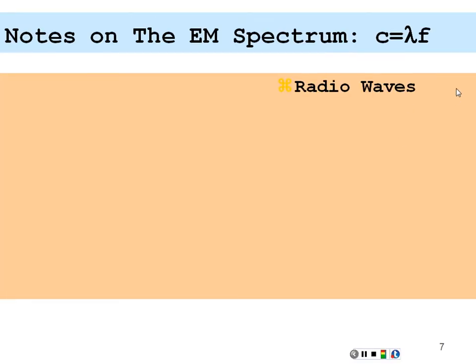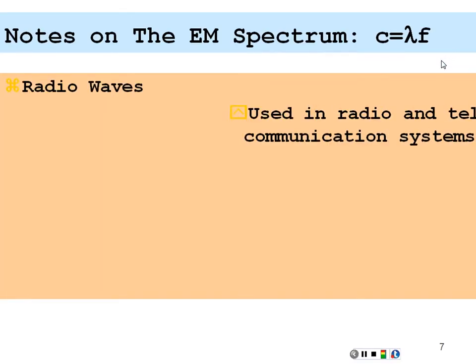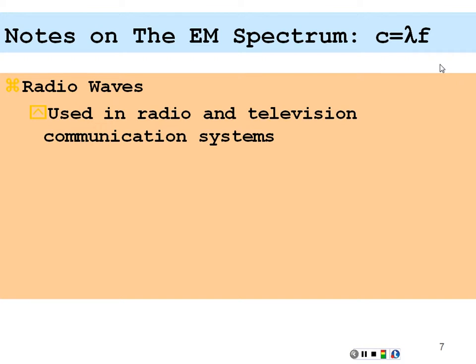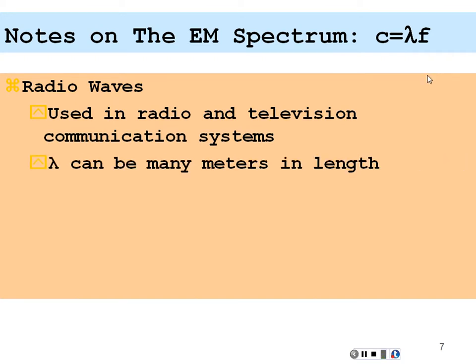Here are some notes on the electromagnetic spectrum. Radio waves are used in radio and television communication systems. The wavelength can be many meters in length.